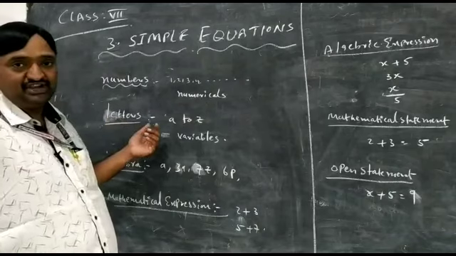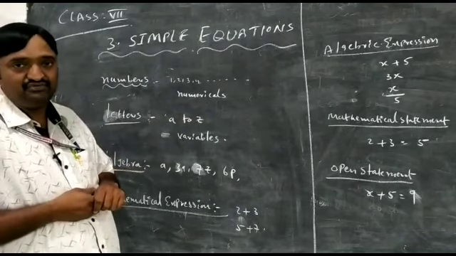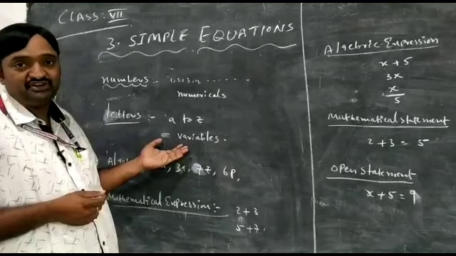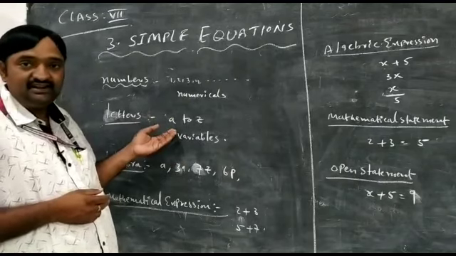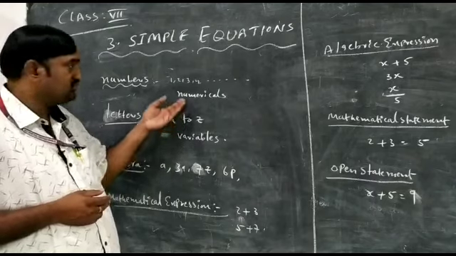When you come to letters, A to Z are letters. Already we know that the letters' other name is variables. Remember these 2 points, all of you: numbers means numericals and letters means variables. These 2 points we will learn.